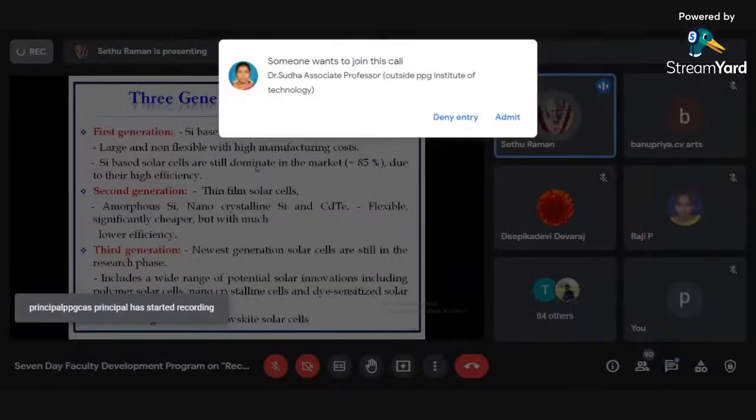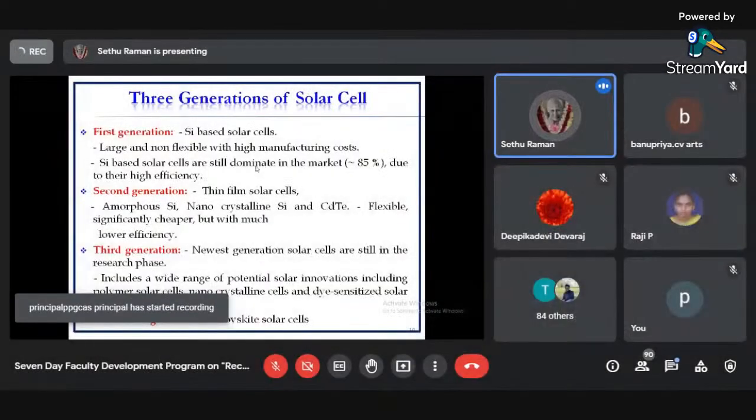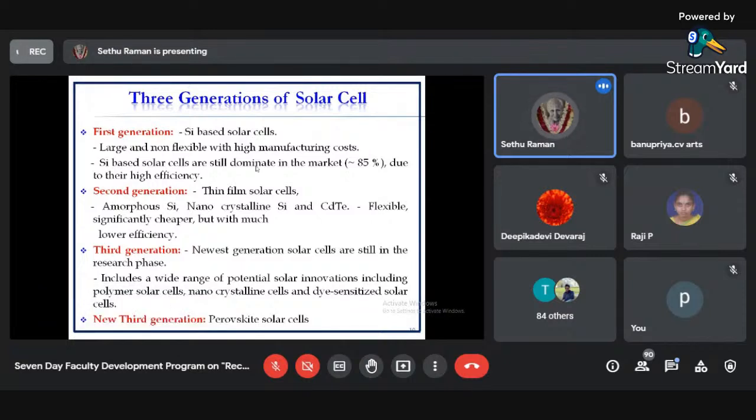That is the reason people are still using silicon-based solar cells, even though there are enormous developments in dye-sensitized, perovskite and all types of solar cells. For commercial applications, people are using silicon-based solar cells. Still, 85% of the market is silicon-based solar cells.